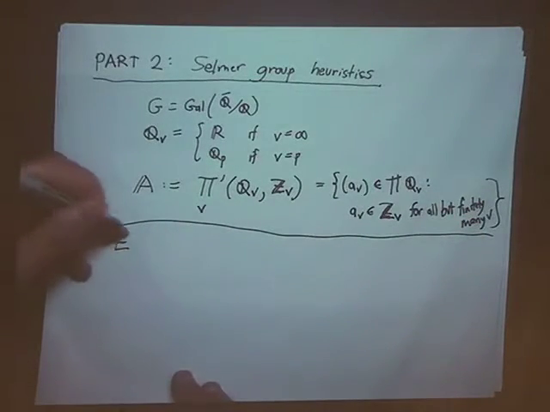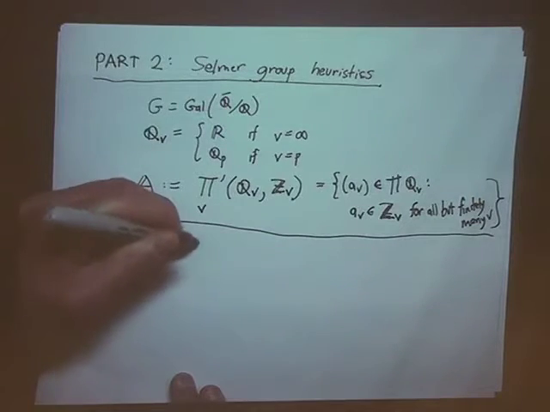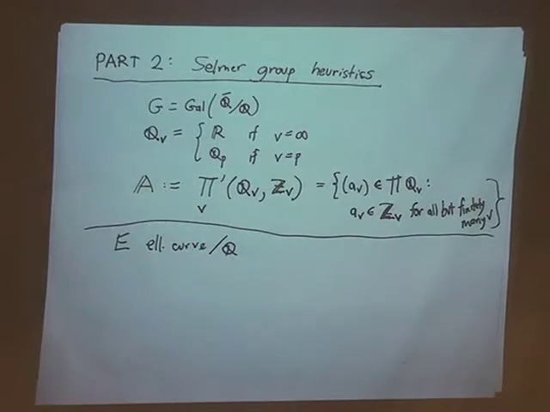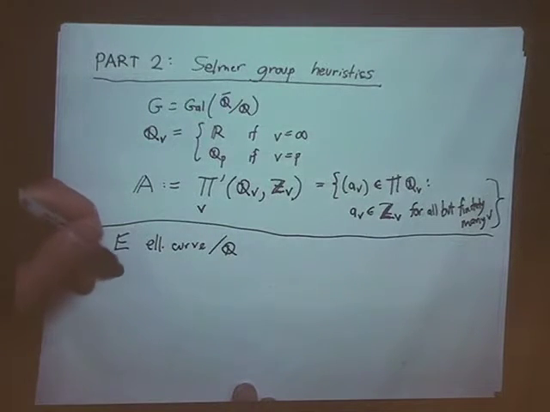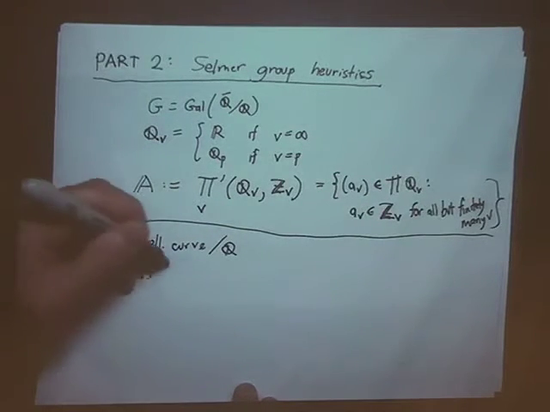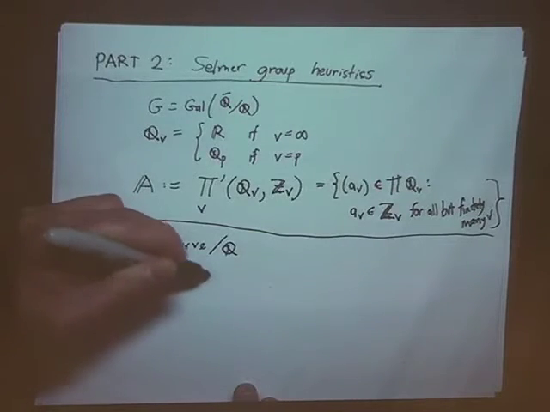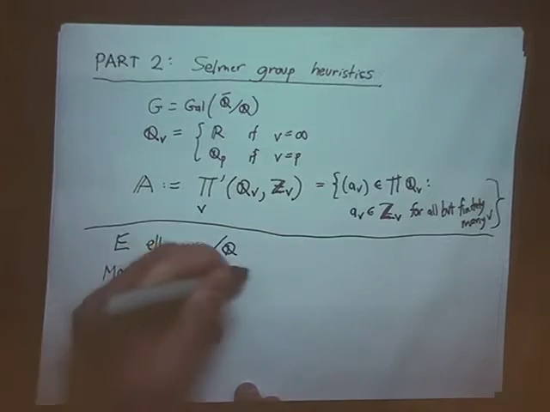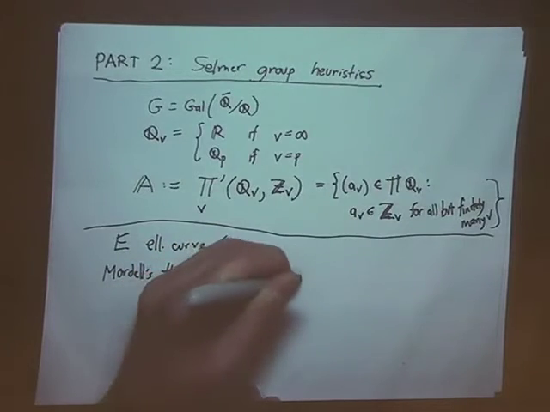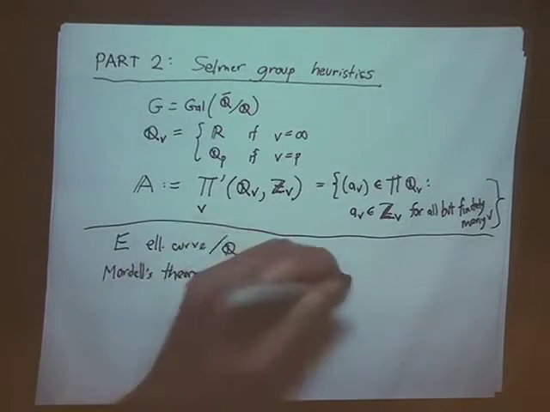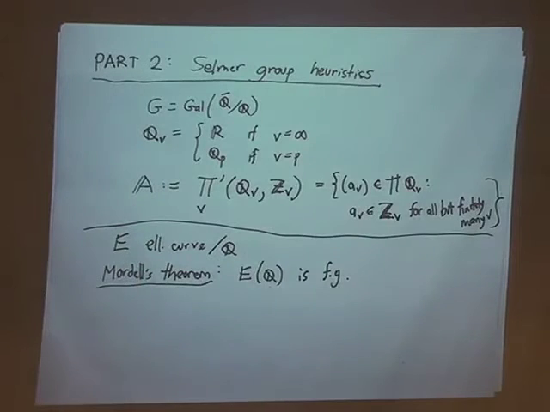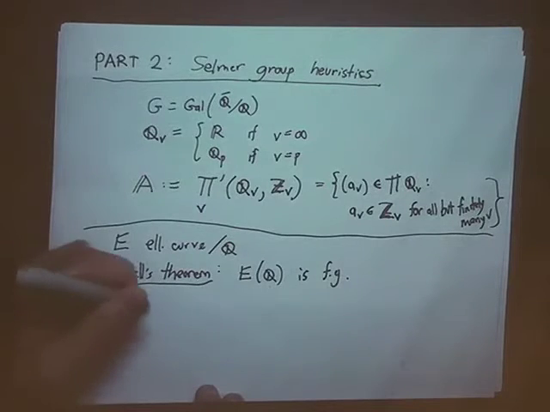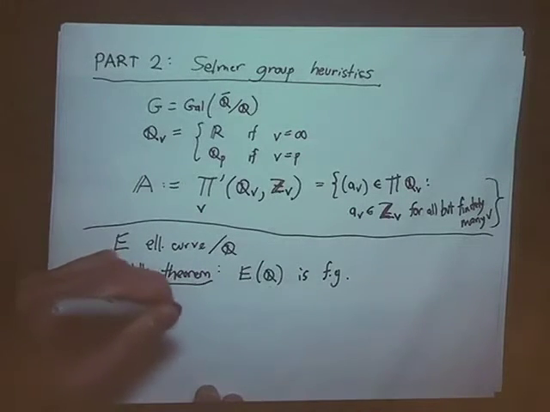And now we're going to take an elliptic curve over Q, and we want to know what the group of rational points looks like. The first thing to say is Mordell's theorem, which says that the group of rational points is finitely generated. There's only one known proof of this, essentially, up to some minor variants.